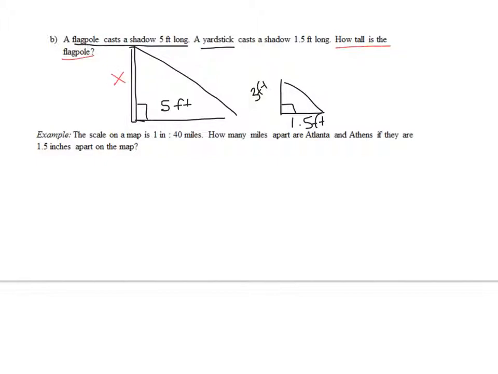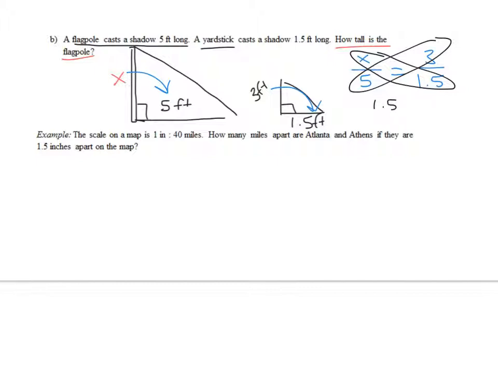So here's x. So again, I'm going to set up a proportion, which is 2 equal ratios. x is to 5 as 3 is to 1.5. So when I'm solving these, I set the cross products equal. So 1.5 times x equals 15. Divide both sides by 1.5. So 15 divided by 1.5 is 10. And we're talking about how tall it is, and it's in feet. So the flagpole is 10 feet tall.